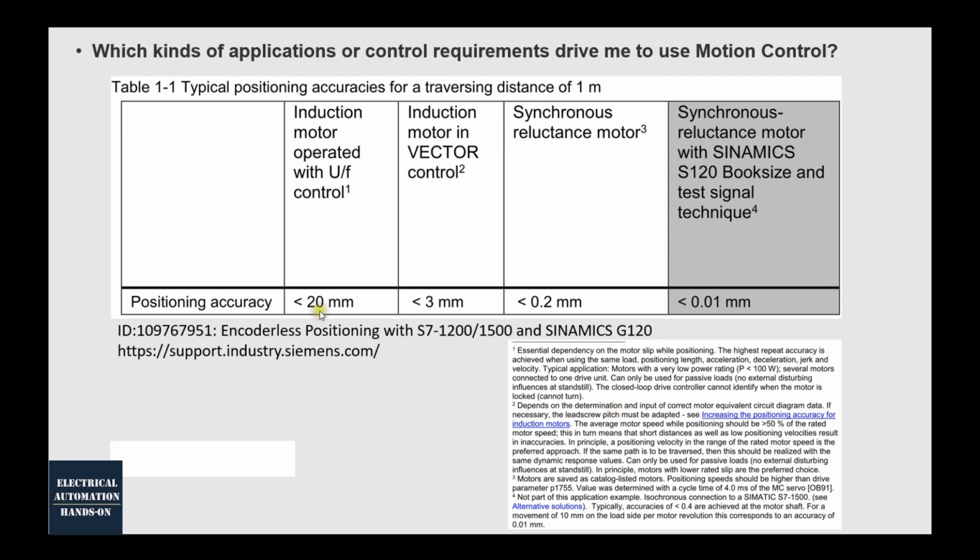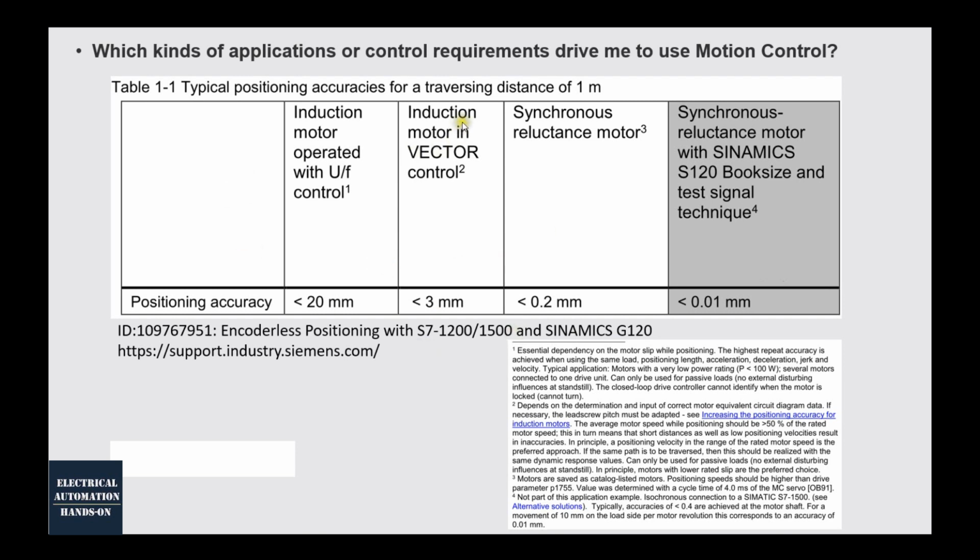So this table gives us a rough idea of when we use the vector or VFD, compared with the servo motor, what the performance is on the positioning control accuracy. We can find this table from this ID number. If you search support.industry.siemens.com and search this ID number, from this PDF file, you will find this table. This table gives us a rough idea.